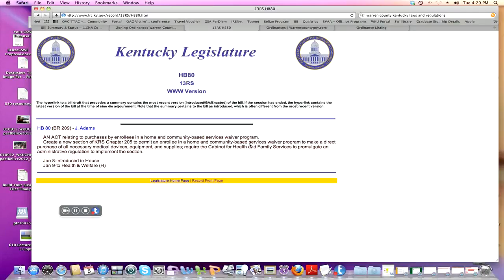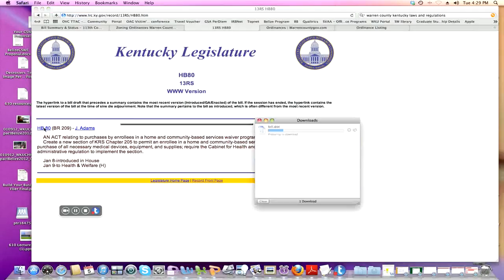But anyway, you can see here it's going to create a new section of KRS Chapter 205 to permit an enrollee in a home and community-based services waiver program to make a direct purchase of all necessary medical devices, equipment, and supplies. And it requires that the Cabinet for Health and Family Services promulgate an administrative regulation to implement this section. So basically, people are going to be permitted to purchase things on their own and then turn in a receipt and get reimbursement. So that's going to be allowed. Right now, it's not. So anyway, that's how you would use this website.